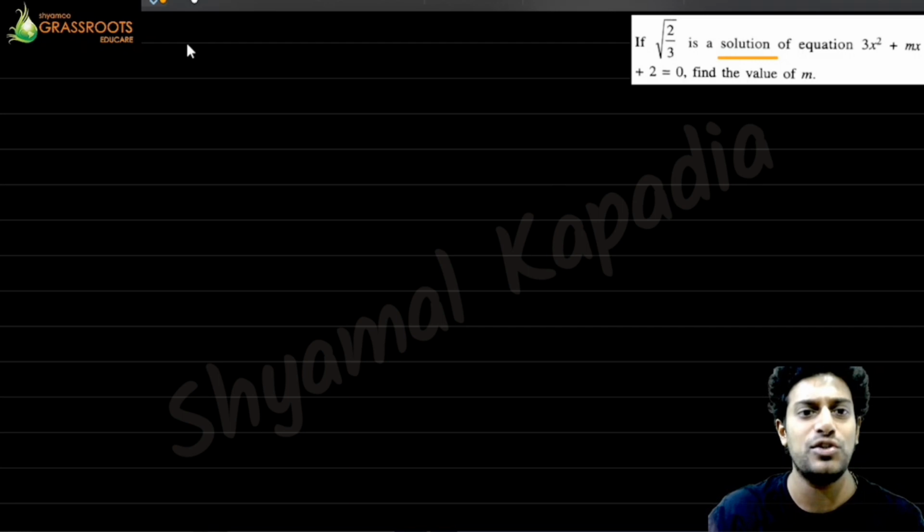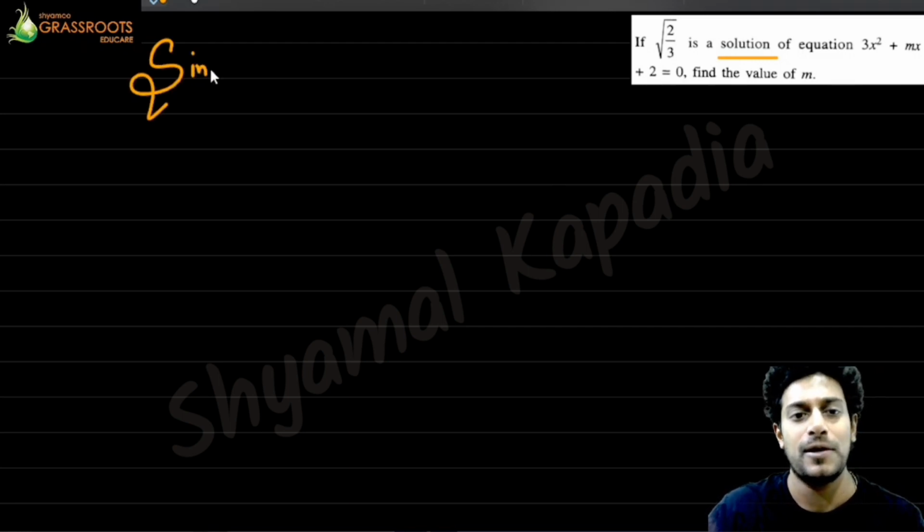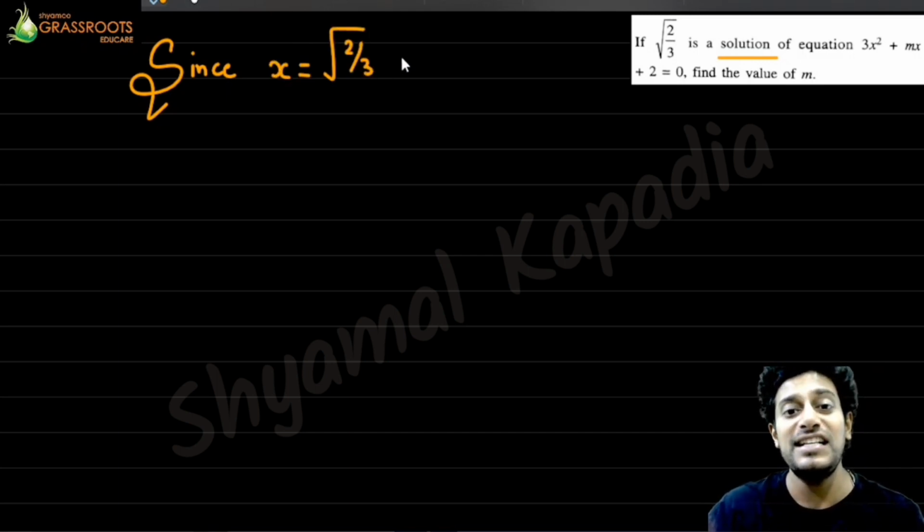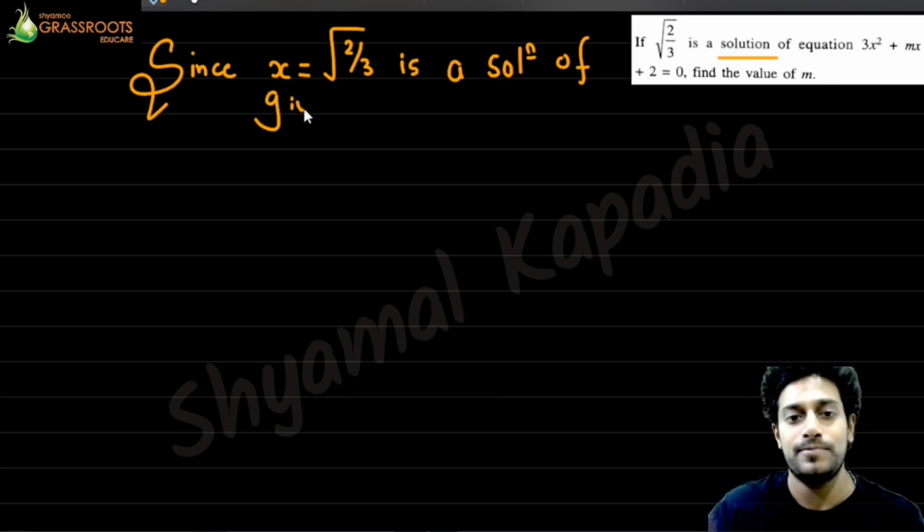So I start this way. Since x equal to root 3 by 2 is already a solution, it's a root, a solution of the given quadratic equation.